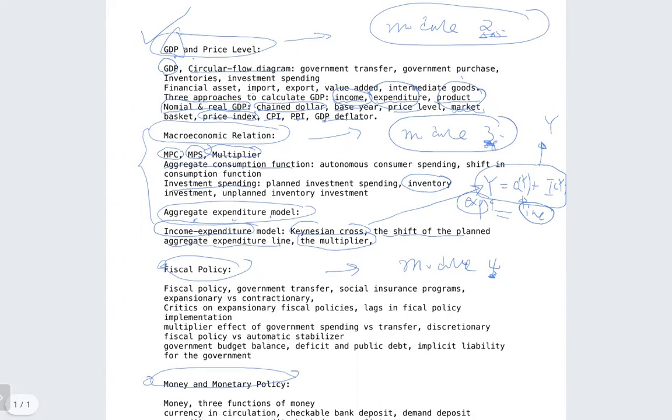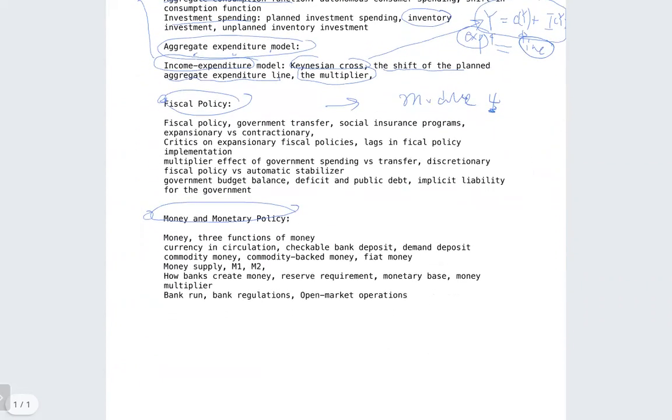Now go to the last module that we just finished. We focus on government policy. We start with fiscal policy, so make sure you understand what fiscal policy is. When we talk about fiscal policy, we mention and explain government transfers and social insurance programs. And then we characterize fiscal policy as expansionary versus contractionary, so make sure you understand what they are.